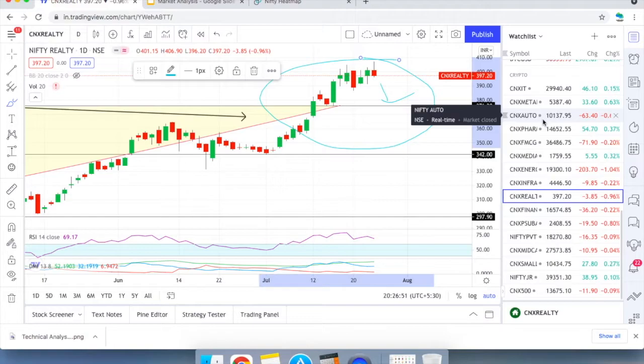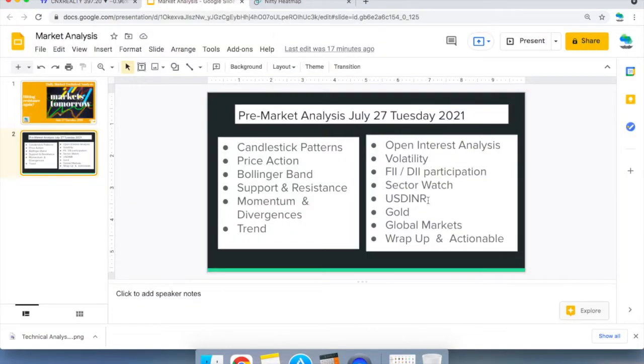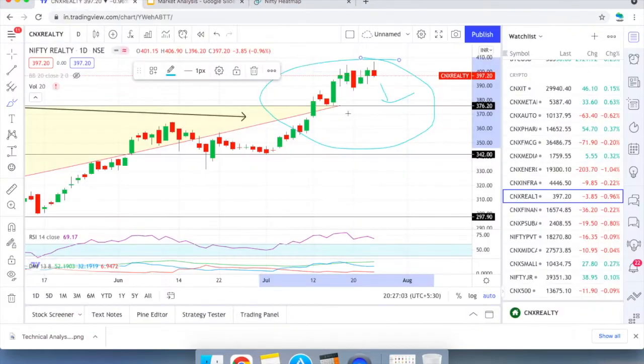So three sectors clearly we have in reality also. So four sectors are bullish. Auto is bearish, metal is sideways. That's a wrap of the sectors. And let's now get into the global commodity.